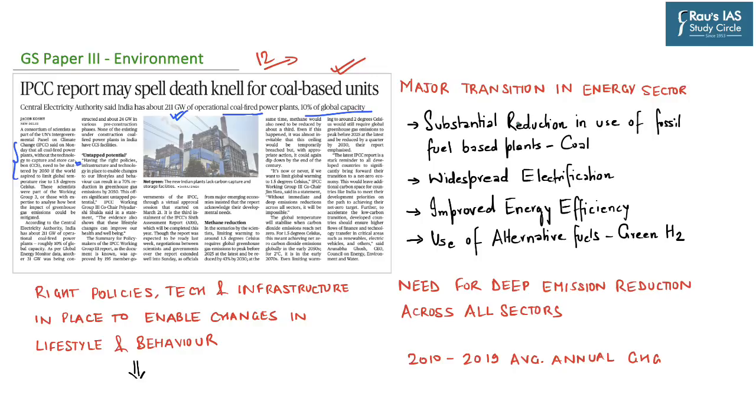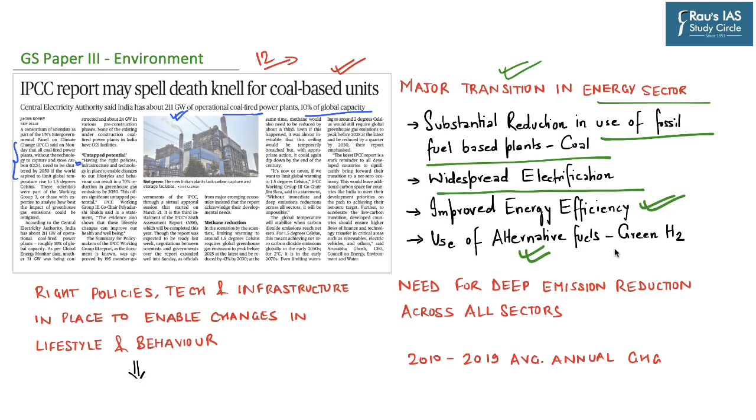So, IPCC in its report has stated that in order to limit global warming, there is a need for major transition in the energy sector, whereby there is a need for substantial reduction in the use of fossil fuel based plants such as coal. There is a need for widespread electrification process. There is a need for improved energy efficiency, and the governments of the world should think of an alternative fuel beside coal, petrol and diesel such as green hydrogen.